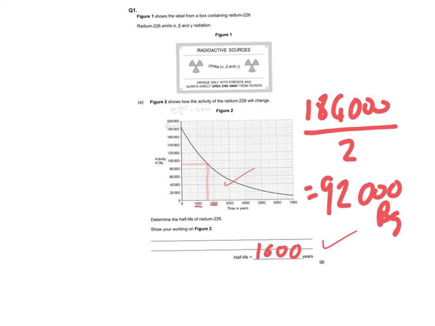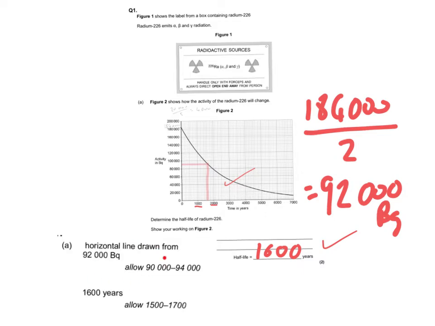So I'll tell you what the range is, and I'll also put that onto the screen for you to see as well. So you're allowed anywhere from 90,000 to 94,000 where you draw across, and you're also allowed anywhere between 1,500 to 1,700 years. And they would all get you 2 marks on that question.